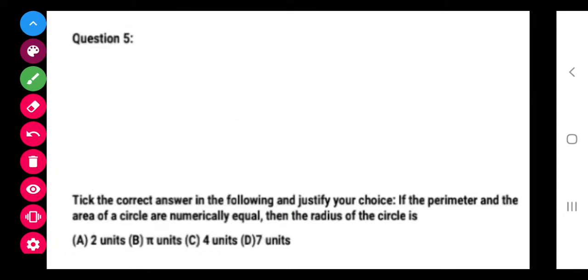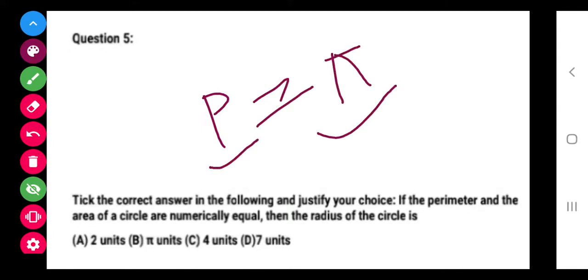And the last question, you try yourself this one question. In this it is given that perimeter is equal to the area. Put the formula of perimeter, put the formula of area, you will get the value of the radius, and you have to tell what is the value of this radius.